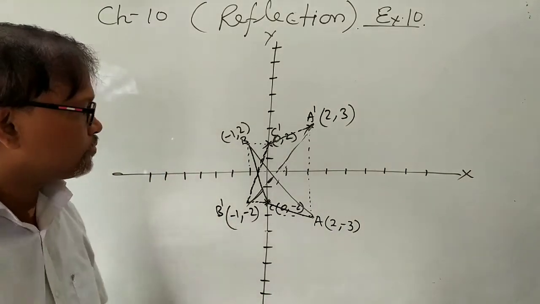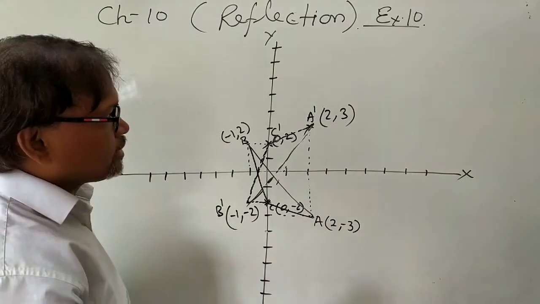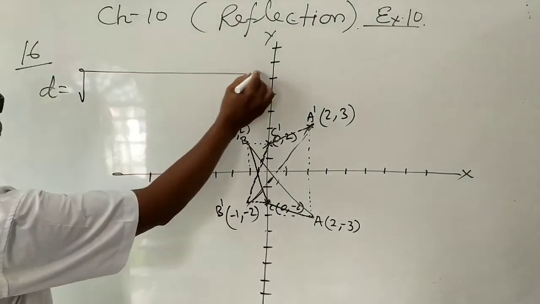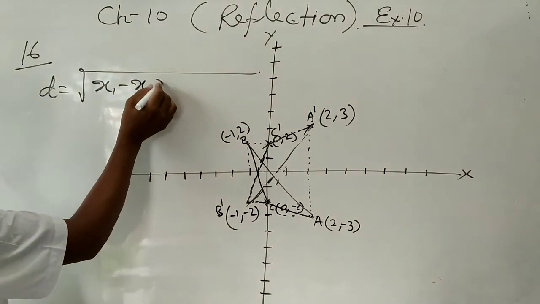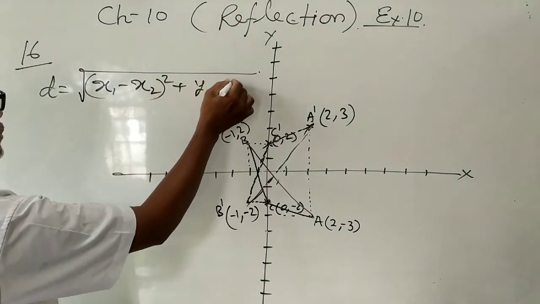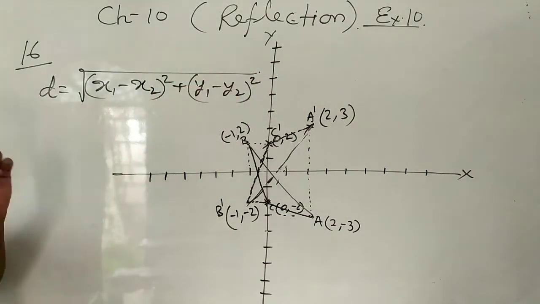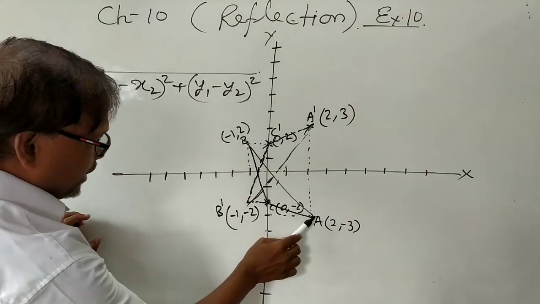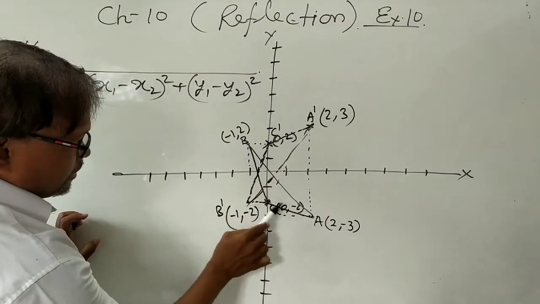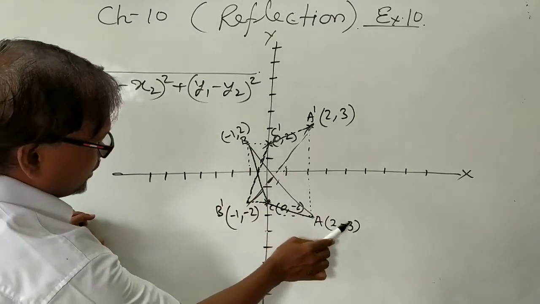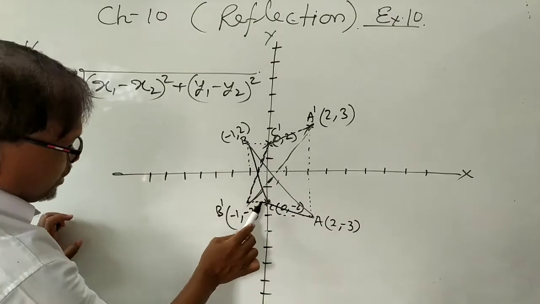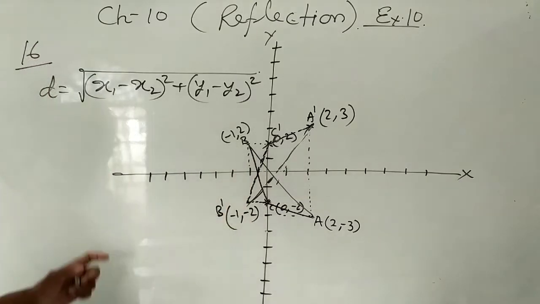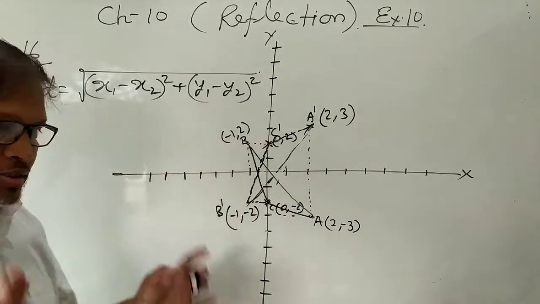How will you show it? By using the distance formula. Do you know the distance formula between the 2 points? In class 9 it was there. First of all, find the distance of AB. There are 6 distances. First find all three distances of this triangle. A to B, use (2, -3) and (-1, 2). And then B to C, then C to A, then A dash B dash, B dash C dash, A dash C dash. And then you will see that you will get the same distances.